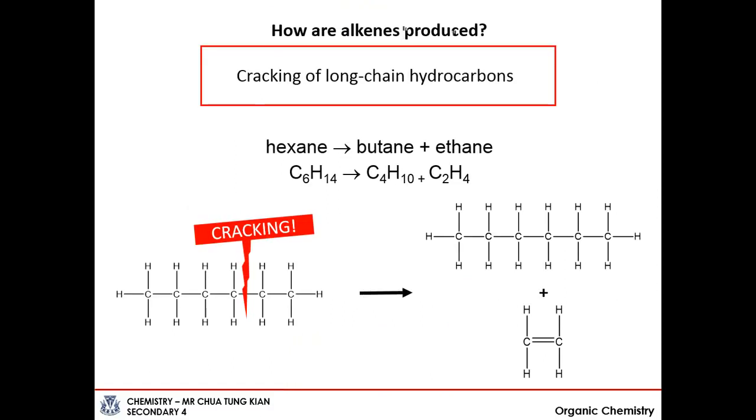So we have gone into what reactions alkenes can undergo, addition reaction, combustion reactions, but how in the world are alkenes actually produced? You will need to know two ways. The first way is via cracking a long chain hydrocarbon. This is a commercial process. Cracking is a commercial process.